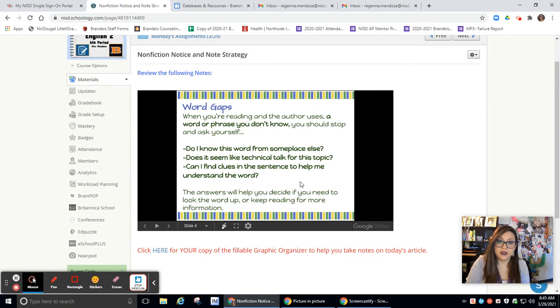Then you have word gaps, and these are words that you might not know, or you think you know, but then the text clarifies these things for you. And so you obviously want to use context clues to try to figure it out. But ultimately, if they give you a different perspective of a word that you thought you knew, that would be something that you want to look at as well.